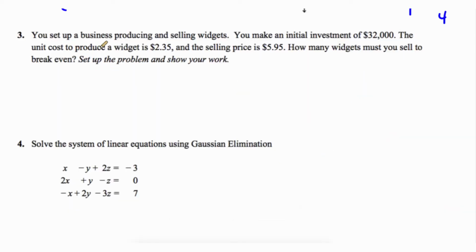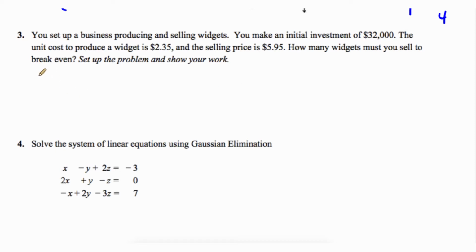In number 3, we've got a little bit of a word problem. We're setting up a business selling widgets. We make an initial investment of $32,000. Now the unit cost to produce our widgets, it's $2.35 per widget, and we can sell those things for $5.95. So what we want to figure out is how many widgets we need to sell in order to break even.